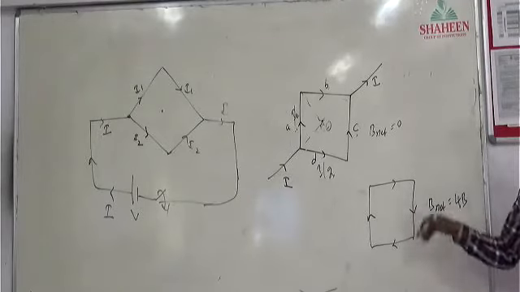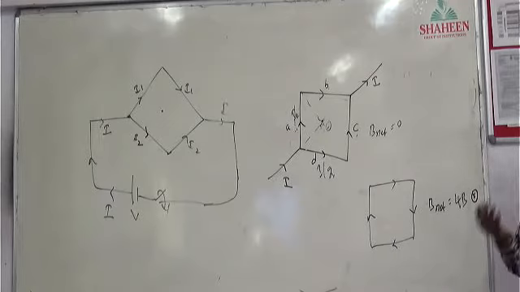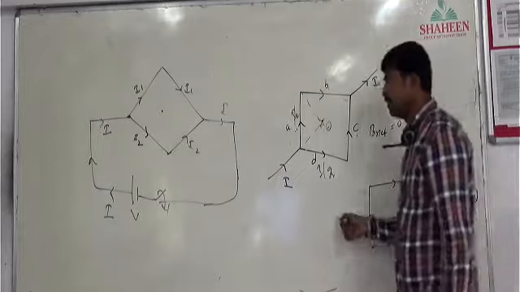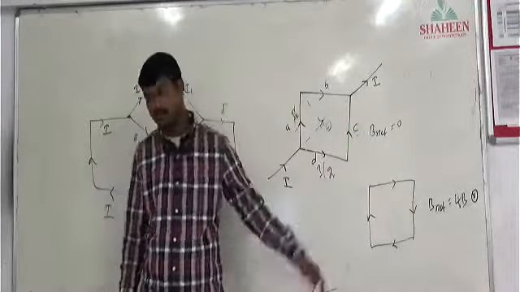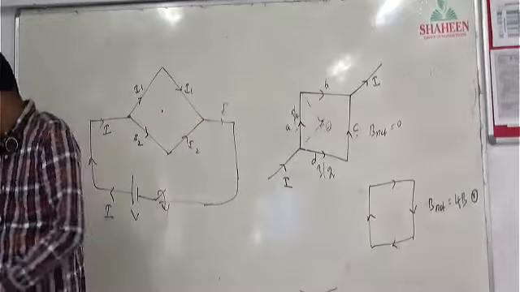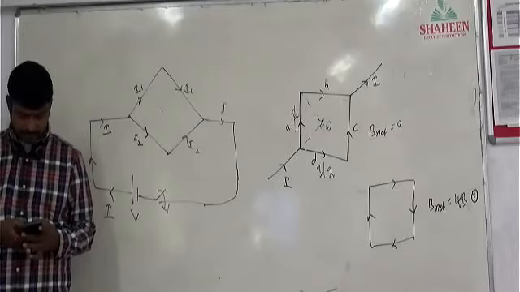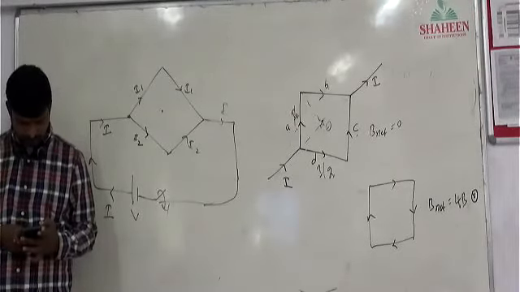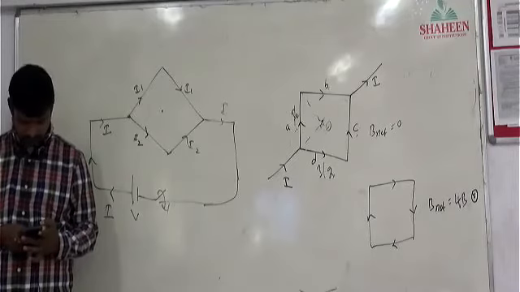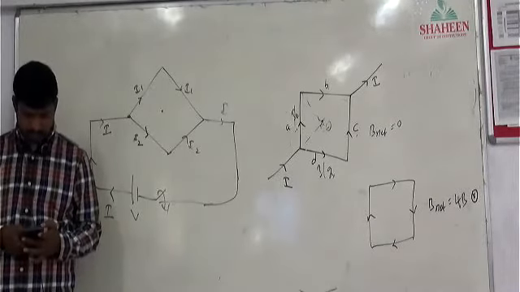Anti-clockwise also not 0. So B net will be inward, and at that time net will be outward. Is it clear? Is the difference between this loop and this loop clear? The question is clear, students? Clear?